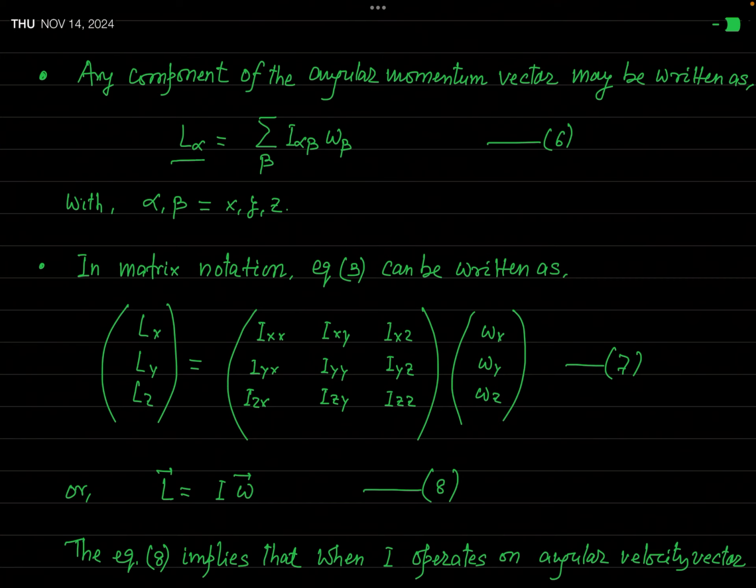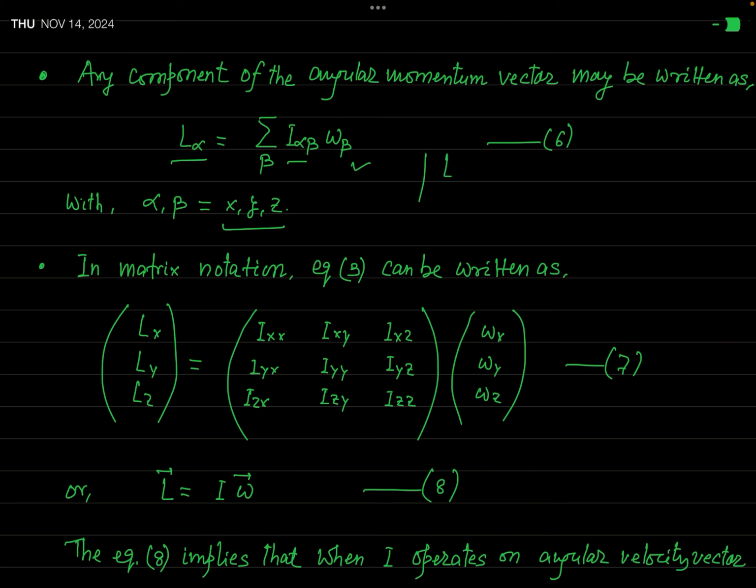If L alpha is the component of the angular momentum vector, then you can write this L alpha in this manner: summation over beta of I alpha beta omega beta. Here alpha and beta stand for x, y and z. For example, if you take alpha equal to x, then you have to take beta equal to y and z. You can't take x because you have taken alpha equal to x.